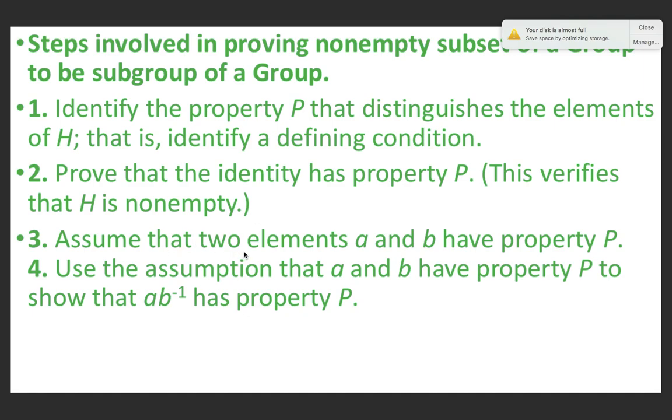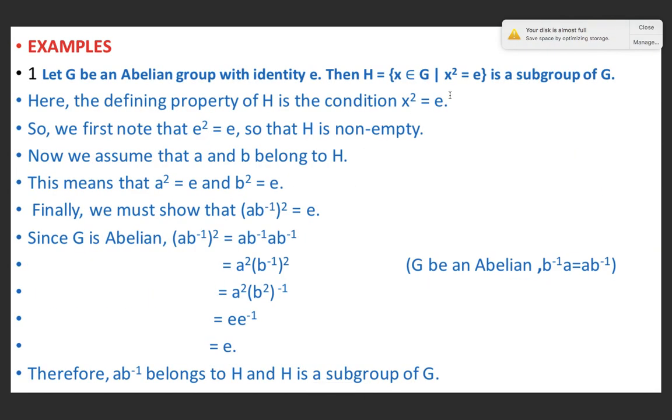Next, we will assume that two elements a and b have the property P, and then use this assumption to show that ab inverse has the property P, because in the last result we have proved that if ab inverse belongs to H, then H is a subgroup of G. So we will demonstrate these steps by means of one example.